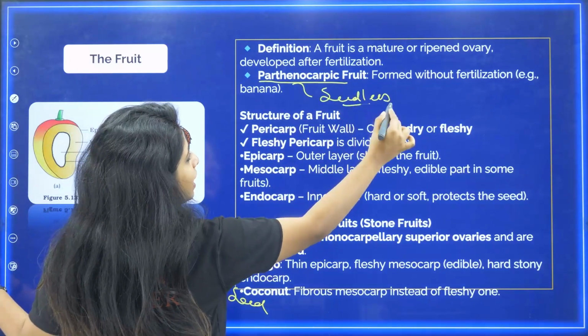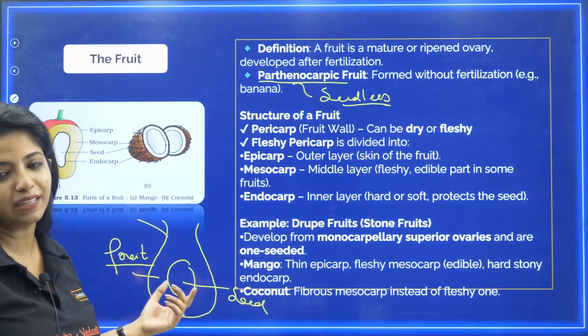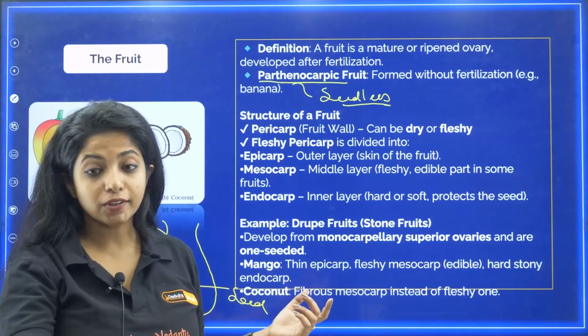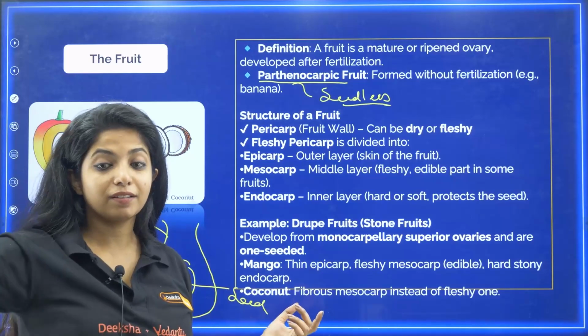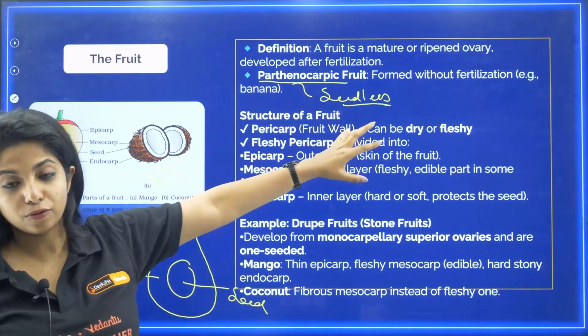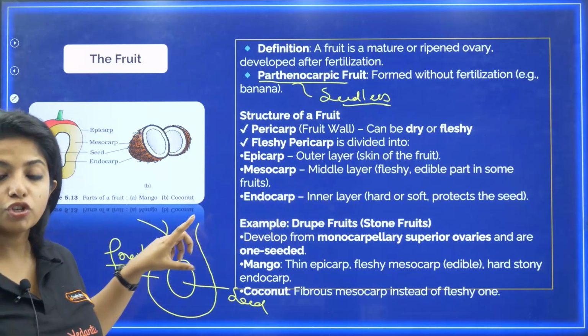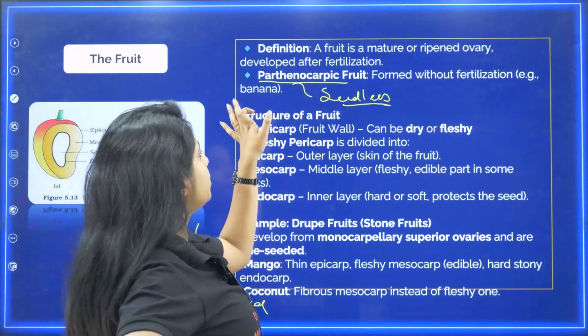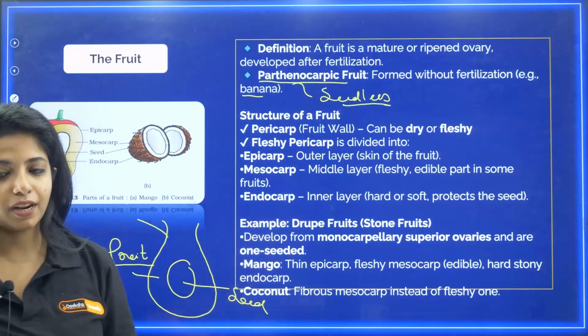Why seedless? Fertilization is not happening. How can seed be there without fertilization? You get it? So that condition is also there. Apomixis is a condition where seeds are formed, but I don't want to confuse you over here. Just for your understanding, parthenocarpic fruits are those which basically form without fertilization. Example, you have seedless varieties of banana.